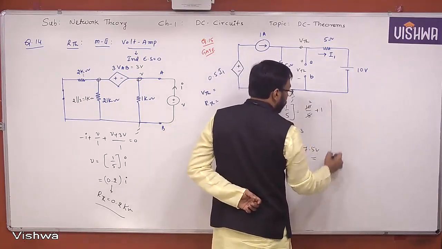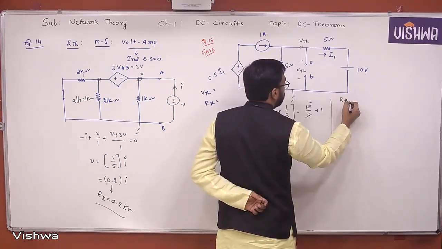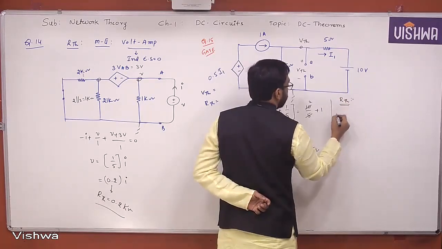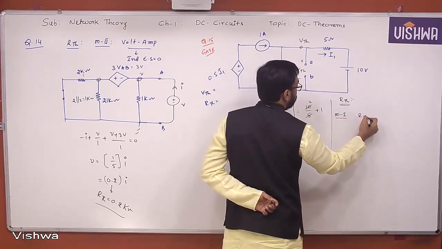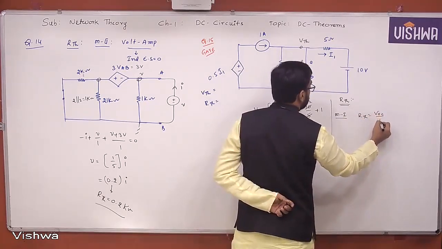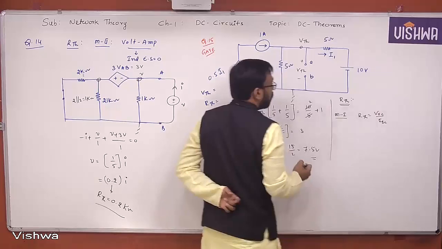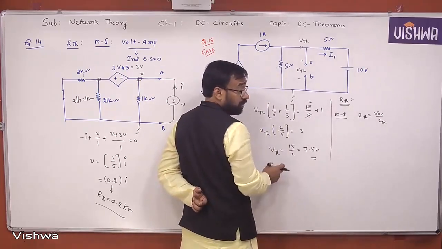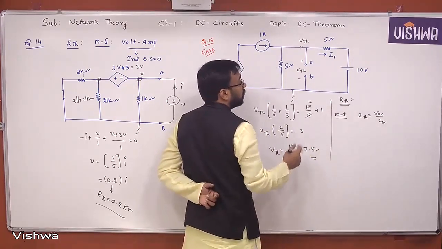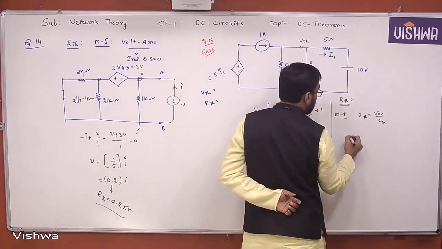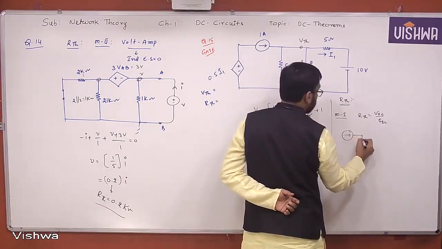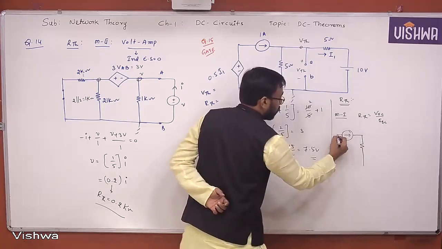Now RTH can be determined. The procedure for RTH, method 1: RTH is equal to VOC by ISC. What is ISC here? So this is VOC, right? What is ISC? You have to short the terminals. When you short the terminals, the network becomes like this. I'm just drawing the network.